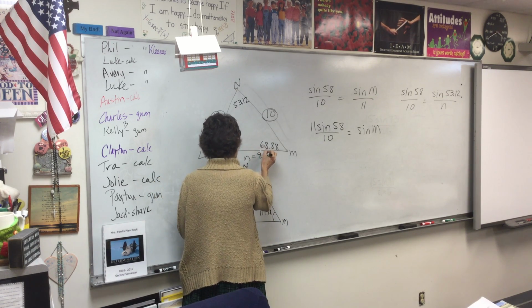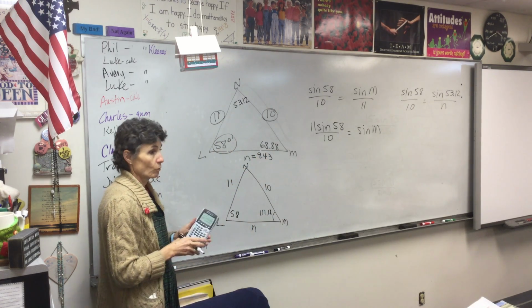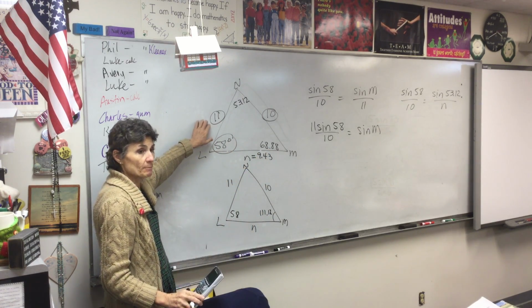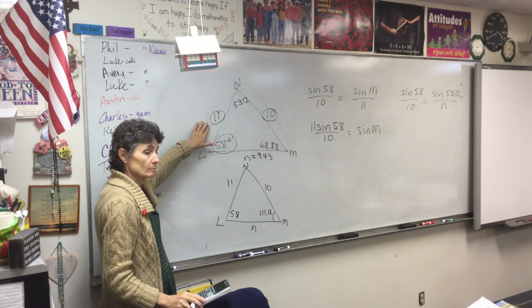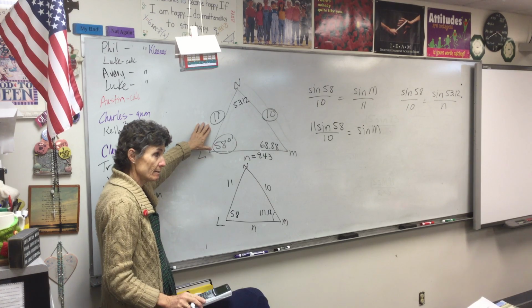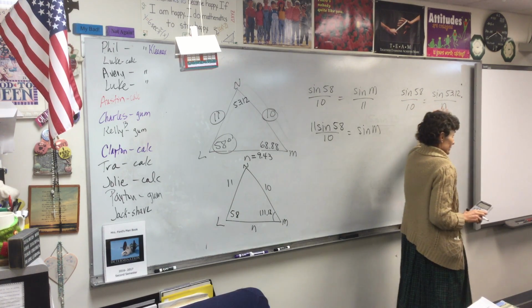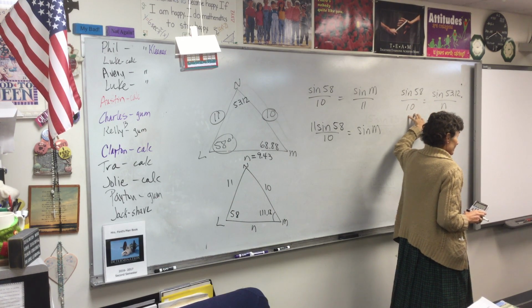I got 9.43, but double check me just to make sure. For angle, or for side N for the top triangle. Okay. Katie, what's the matter? Did you go look? This is how it needs to be set up. Is that how you have it?